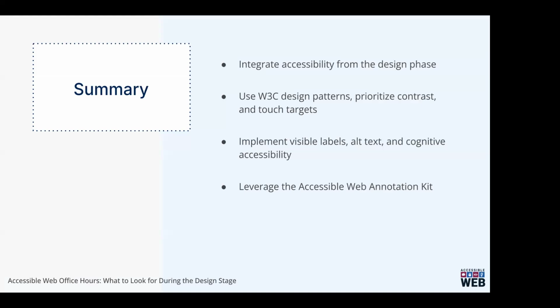Let's commit to making accessibility a core part of our design process. Start incorporating W3C design patterns, prioritize contrast and touch target size, and use clear labels and alt text. Embrace the use of tools like the Accessible Web Annotation Kit to ensure that every detail is communicated clearly to developers, making our designs more inclusive from the start.